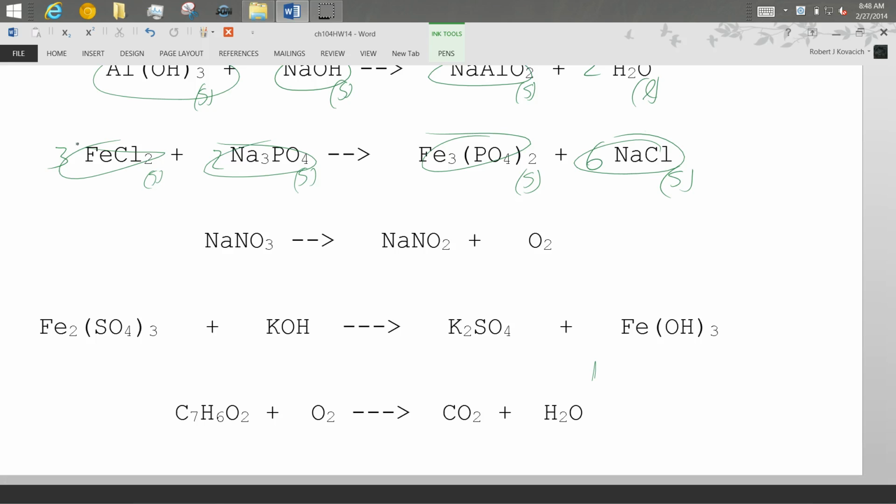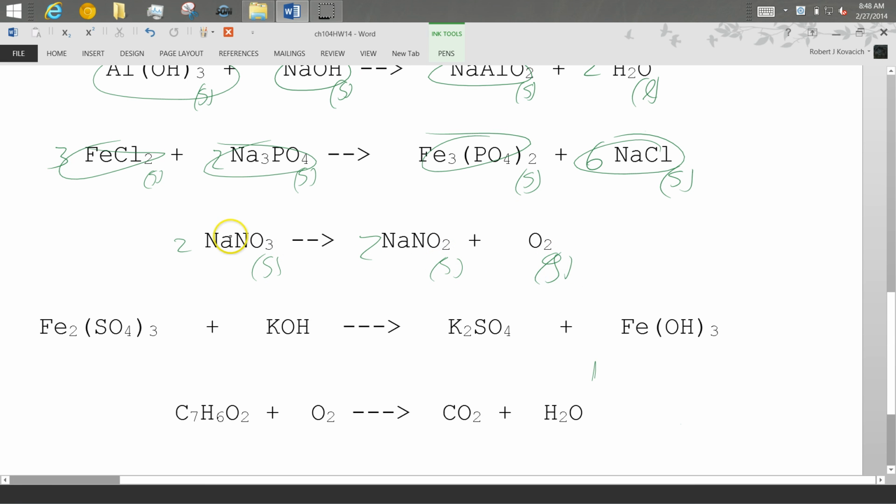Balance that guy out. What do we need? Odd number, so I must need a 2 here. And a 2 here. And a 2 there? No, that can't be right. Just O2. Oh, there's 4 there. Yeah, that's it. 6 right there. Just a 2 and a 2. This guy's a salt, so he's a solid, and this guy's a salt, so he's a solid, and that's oxygen, so that's a gas. I'm gonna circle that one, and I'm gonna circle that one.